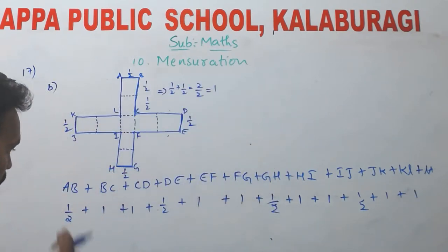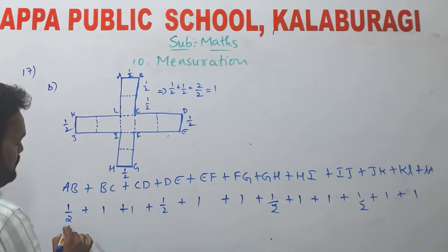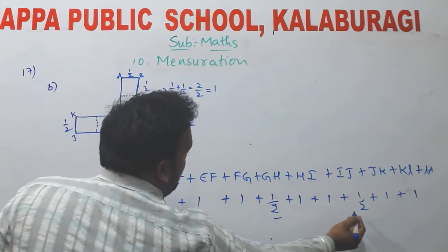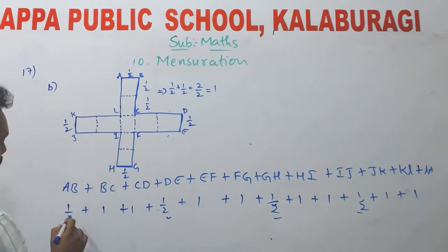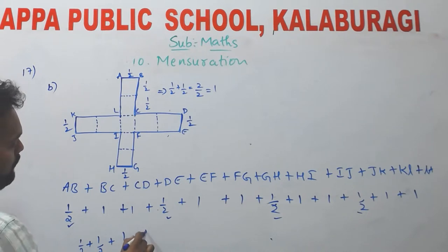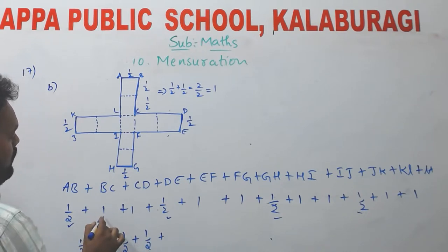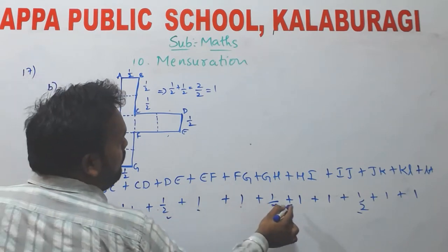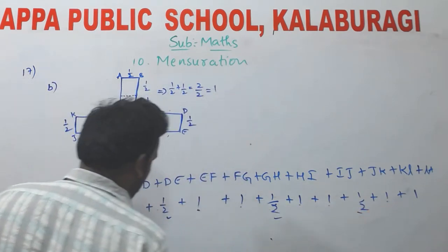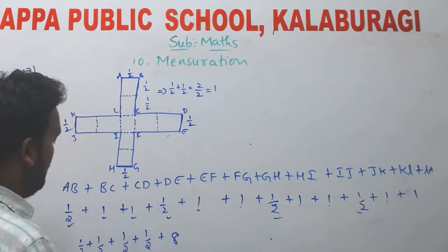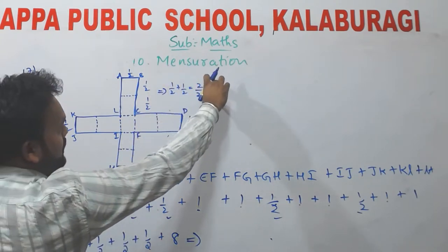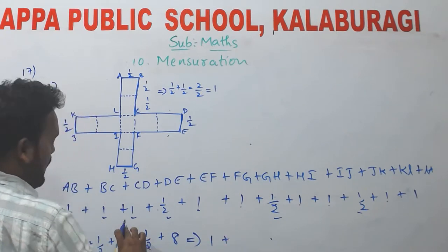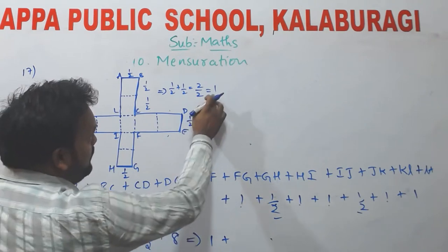1. Now you see, students, how many 1 by 2s? So here 1, here 2, 3, 4. 4 1 by 2s are there. That means 1 by 2 plus 1 by 2 plus 1 by 2 plus 1 by 2. Plus, now you count 1, 2, 3, 4, 5, 6, 7, 8. 8 are there. Now you know this 1 by 2 plus 1 by 2, how much? 2 by 2 is 1. Plus, again 1 by 2 plus 1 by 2, that is 2 by 2, that value is 1.